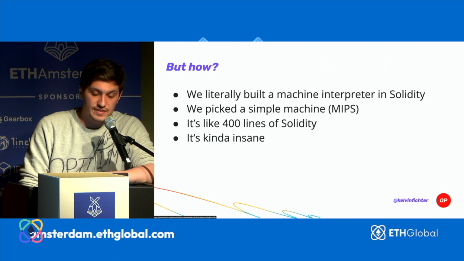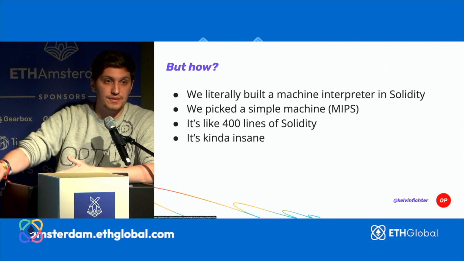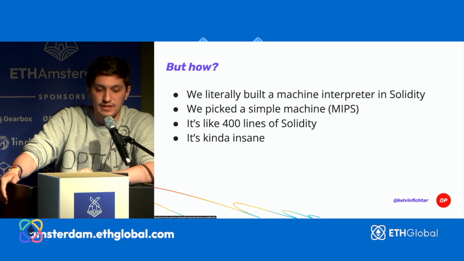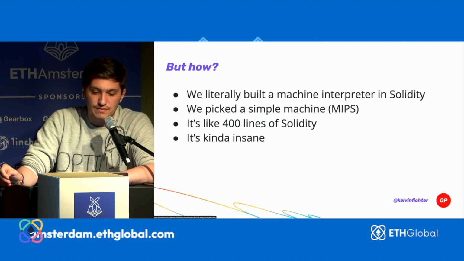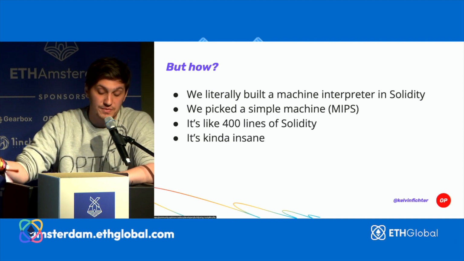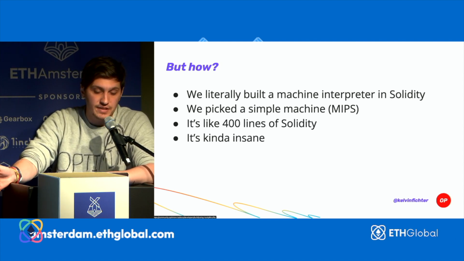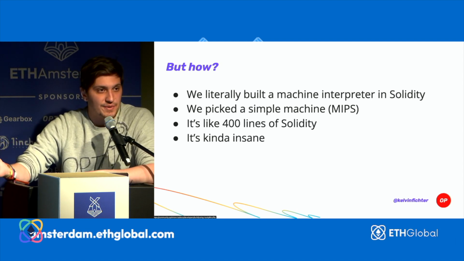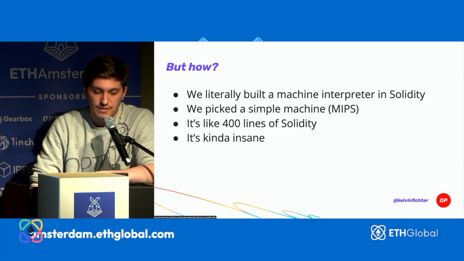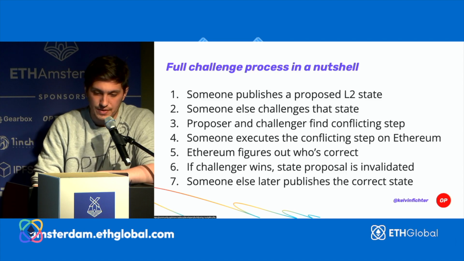So how do we do this? It's pretty interesting. We literally just built a machine interpreter in Solidity. So we deliberately picked a very simple machine architecture called MIPS. And it's about 400 lines of actual Solidity code, so you can actually see a VM interpreter on chain for very little code, which is really cool.